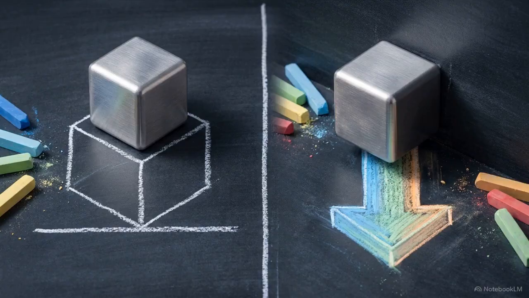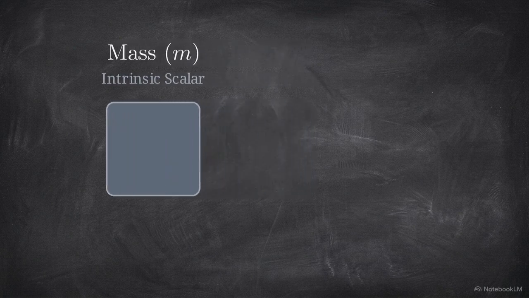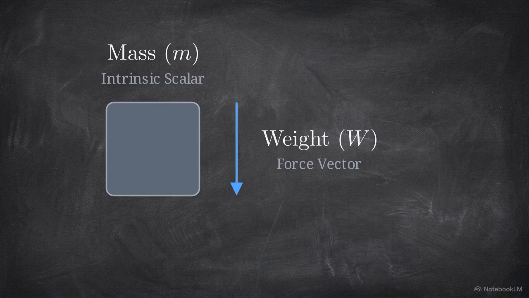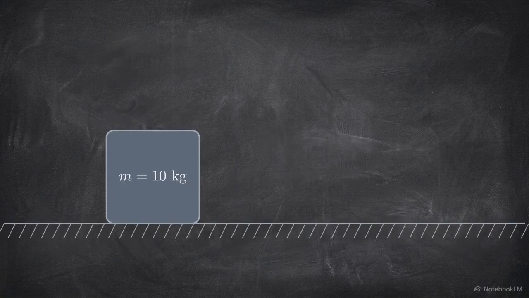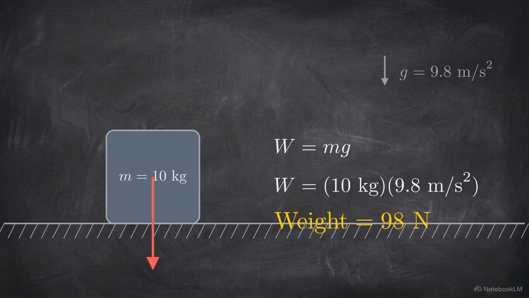We must begin by strictly separating two concepts, mass and weight. Mass is an intrinsic scalar quantity. It is a measurement of an object's inertia, or how much matter it contains. Weight, however, is a localized gravitational force vector acting upon that mass. If you place a block with a mass of 10 kilograms on Earth, the acceleration due to gravity causes it to exert a downward force of 98 newtons.